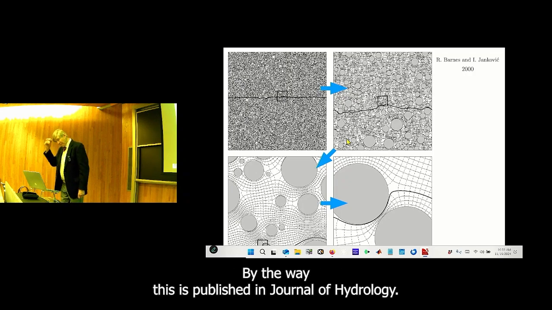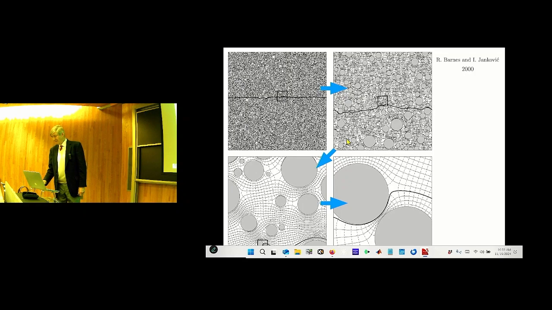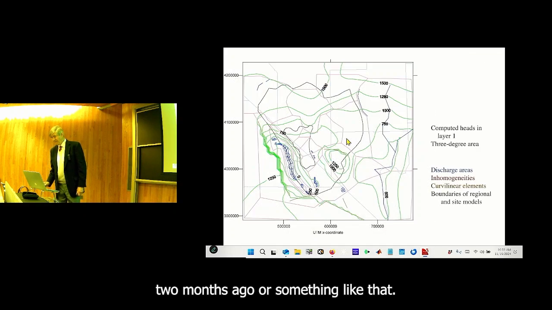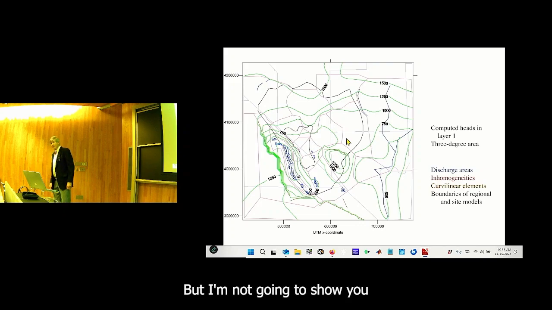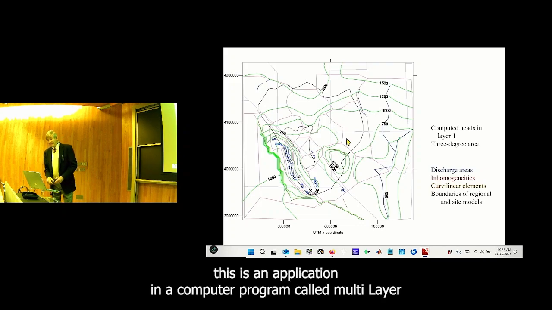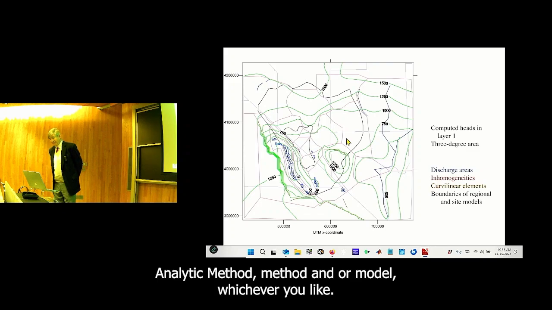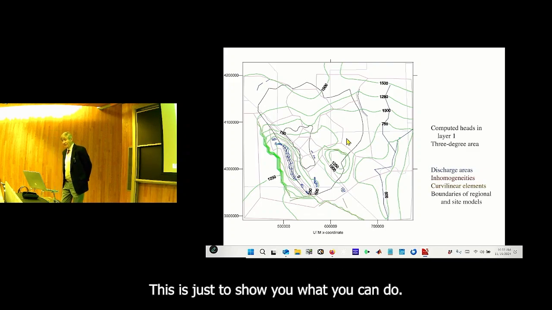I should say, by the way, this is published in the Journal of Hydrology. It came out 2 months ago or something like that. And all the mathematics is there, but I'm not going to show you. This is an application in a computer program called MLAM, Multi-Layer Analytic Element Method, or model, whichever you like. This is just to show you what you can do.